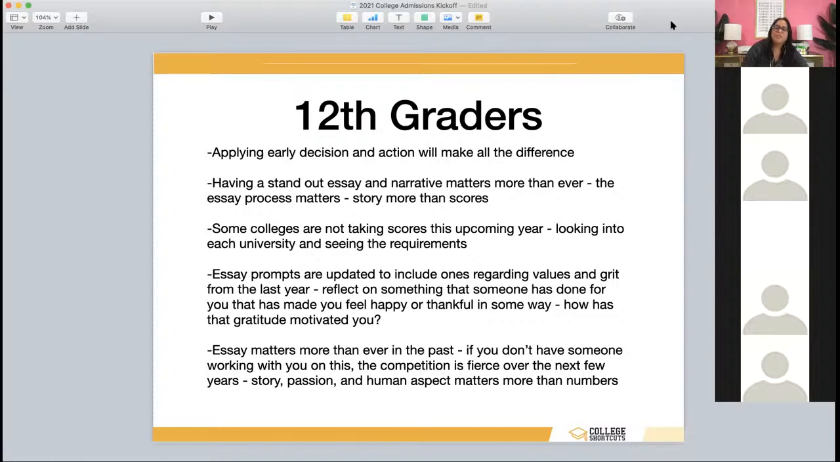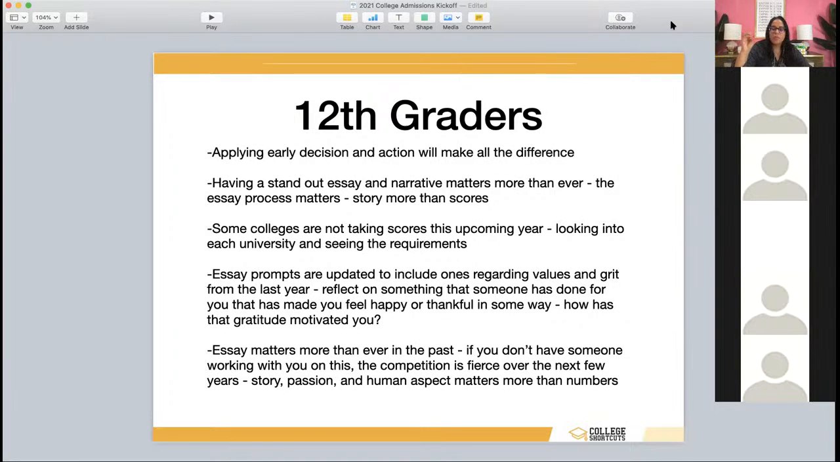It was in regards to values and grit, and it was: reflect on something that someone has done for you that has made you feel happy or thankful in some way, and how has that gratitude motivated you? Guys, this is a personal development question. I'm all about it because it actually talks about who the child is versus just what is an analytical problem you want to solve. This really gets to the heart of the student.